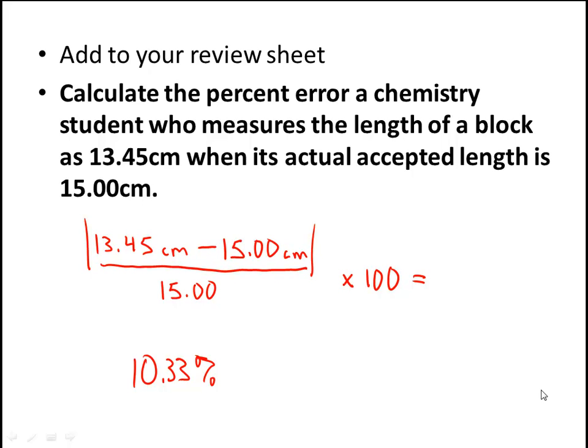So here we have a problem. Calculate the percent error for a chemistry student who measures the length of a block of wood as 13.45 centimeters when its actual accepted length is 15. And so that should come out to the absolute value of what they measured minus the accepted, divided by the accepted, times 100%. When you put that into your calculator, you should get 10.33%.